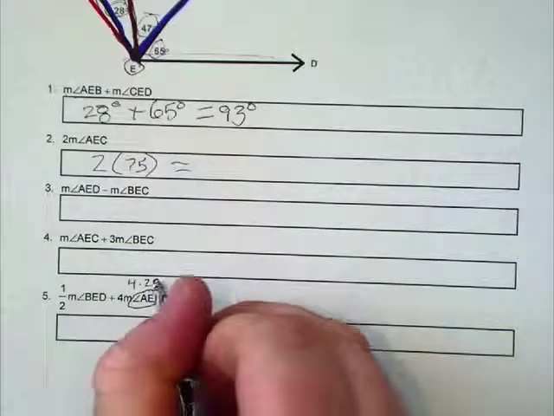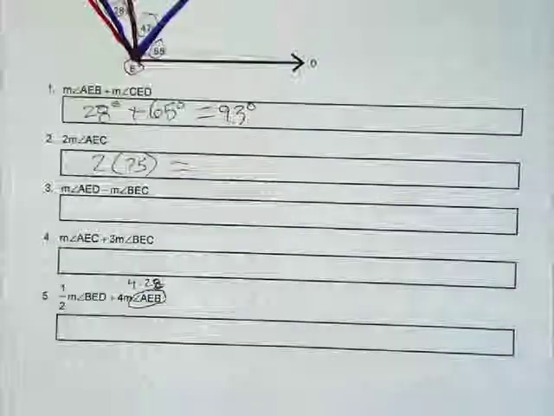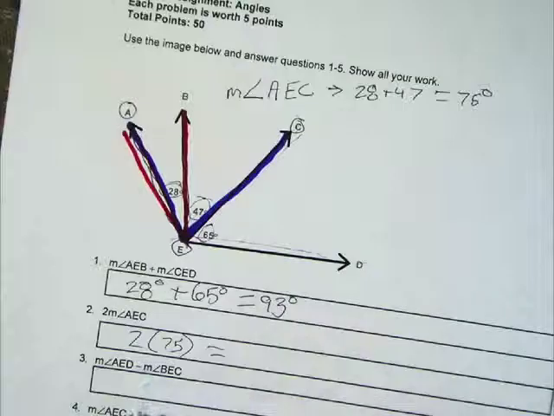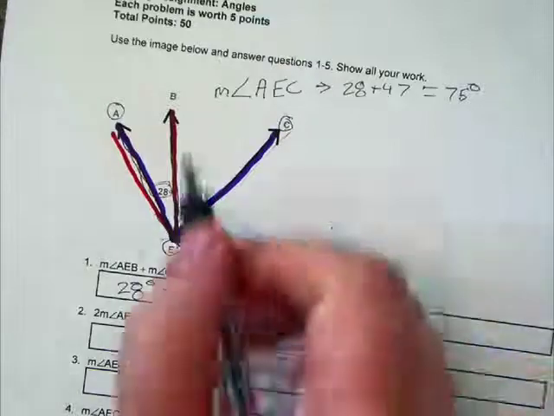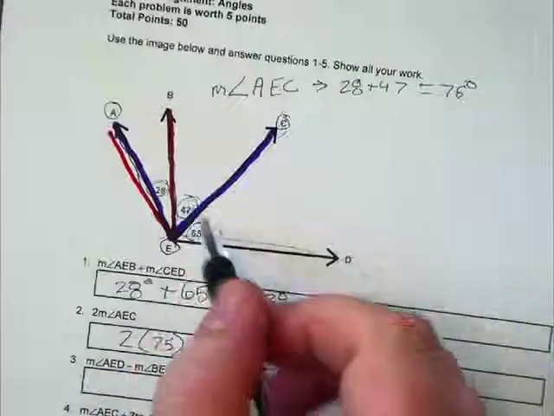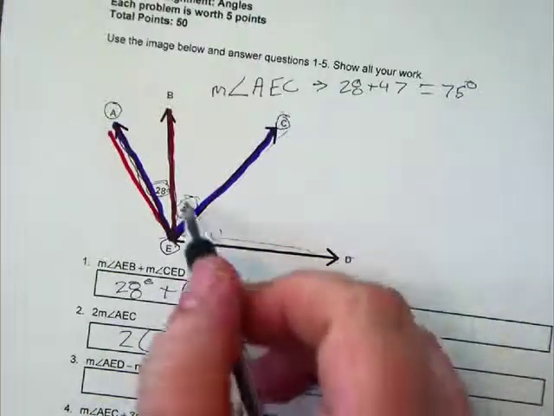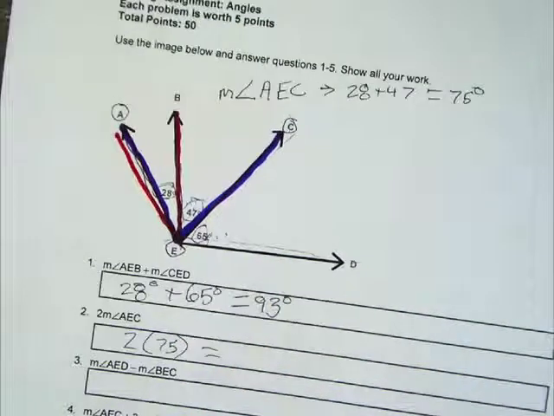4 times 28. And then 1/2 of BED. Well, that one's a big one, so you've got to add both of those together to get that whole thing. And then you take 1/2 of that.